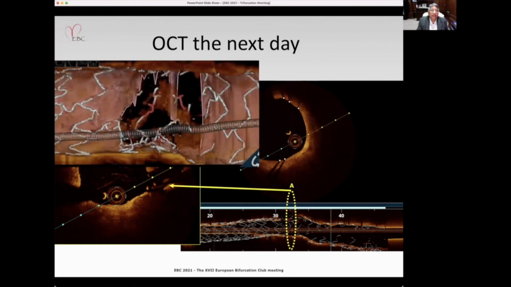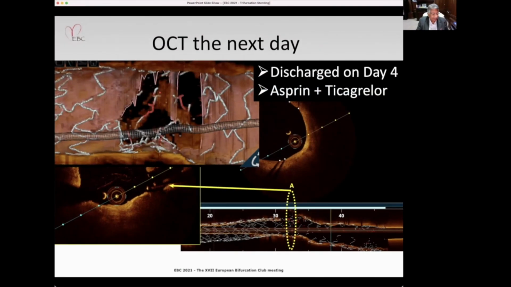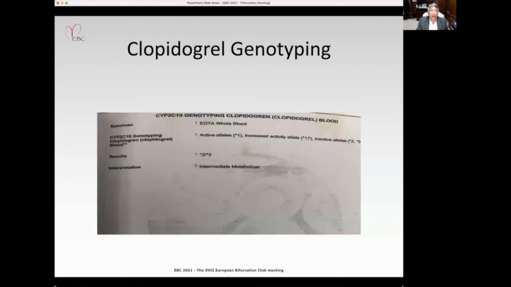And this is what the 3D shows. You can see the struts of both the stents in the ostia. But since he remains stable, we decided that we're just going to continue him on aspirin and ticagrelor and discharged him. And everything seemed good. We got the results of the clopidogrel genotyping, which showed that he was an intermediate metabolizer. So we continued him on ticagrelor.